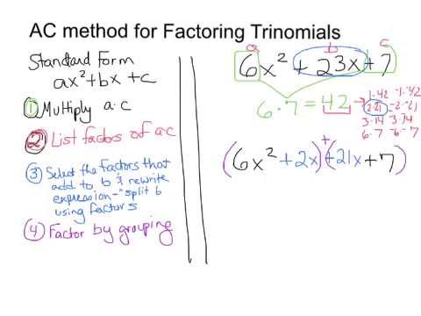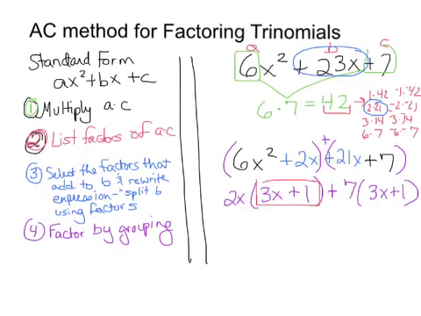The 6x squared and the 2x have a 2x in common, leaving 3x plus 1. Remember that if, for example, I factor out a 2x, I still have to put the plus 1 there to hold the spot. And then here it would be plus 7 times 3x plus 1. And what you'll notice is the 3x plus 1 is in common to both. So I end up with 3x plus 1 times 2x plus 7. Okay.